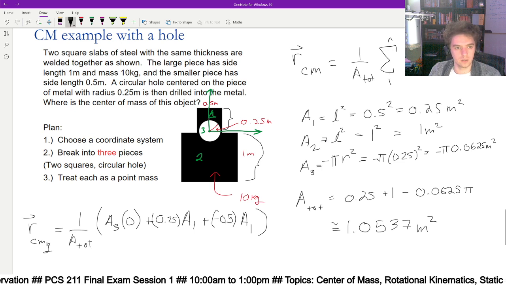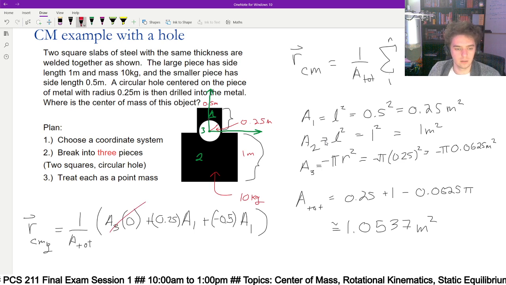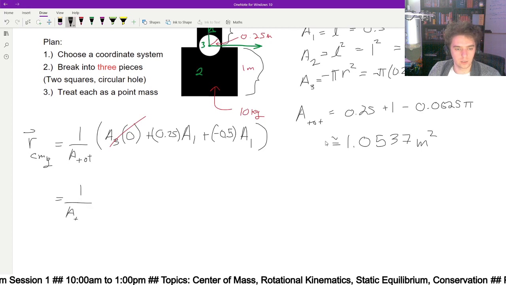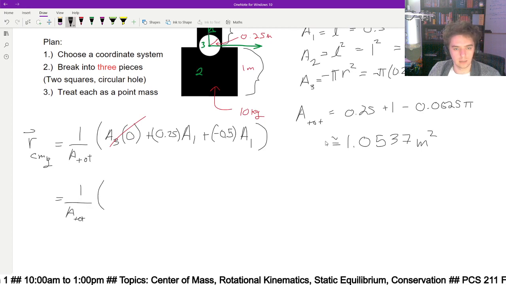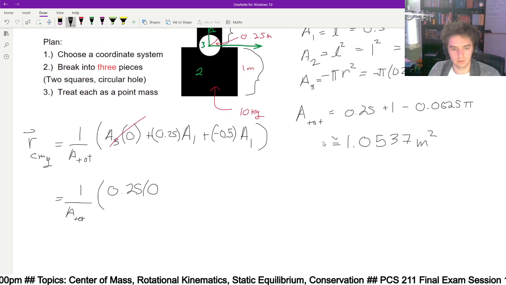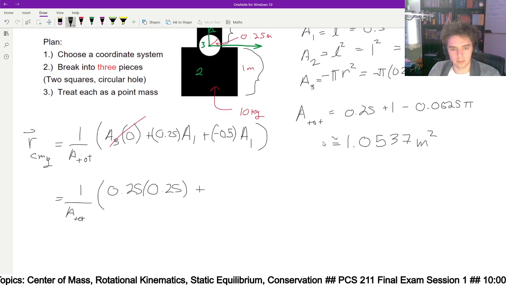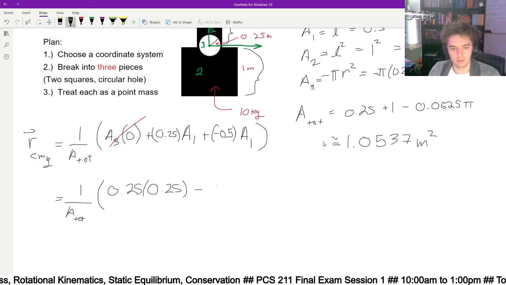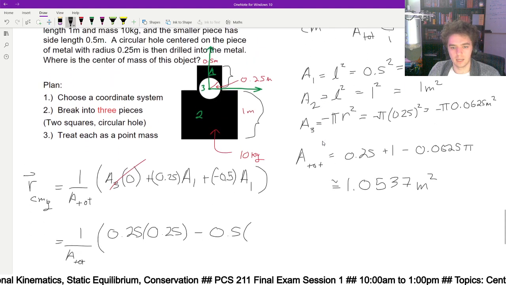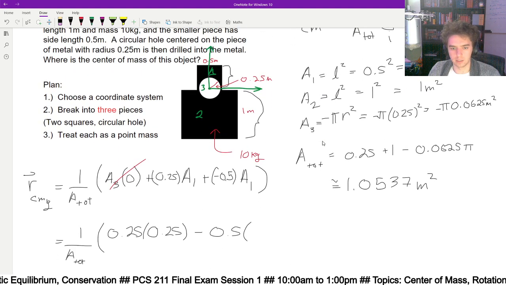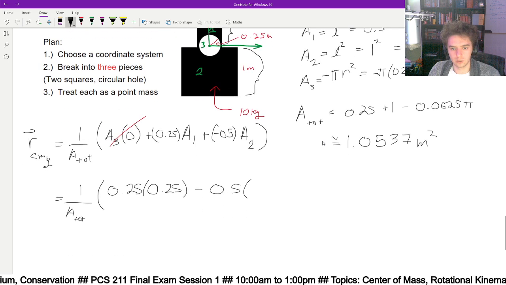Of course, this doesn't matter, right? So it's just 1 over the area total times 0.25 times A1, which was 0.25, plus, well, I'll just write negative 0.5 times area 1, which is, did I make a mistake? Yes, I called both of them area 1. This was supposed to be area 2, which is just 1.